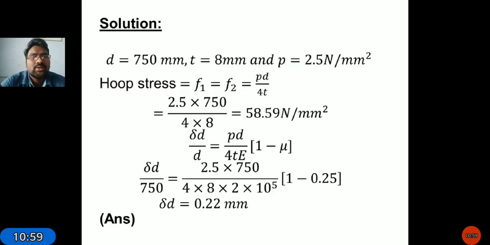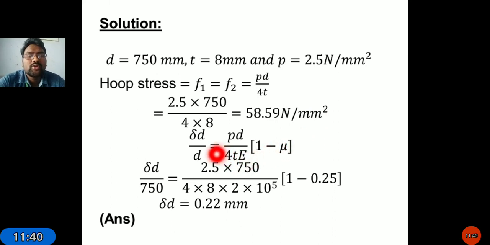Okay, here they gave diameter, thickness and pressure. By using these formulas we can easily find out the stress. It means in a spherical shell both hoop stress and longitudinal stress are the same, so that sigma 1 is equal to sigma 2. Sigma 1 and sigma 2 are nothing but sigma C and sigma L. The formula for hoop stress is PD by 4t. Substitute the value of pressure 2.5 into diameter 750 by 4 into thickness 8. All units are in mm, so you just substitute. By simplifying this equation we will get the value of hoop stress as 58.59 Newton per millimeter square.